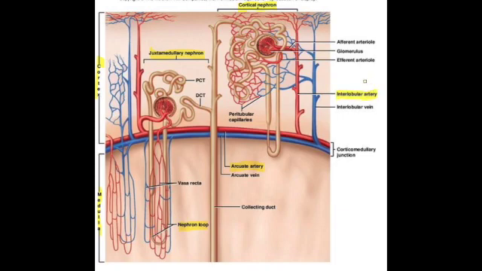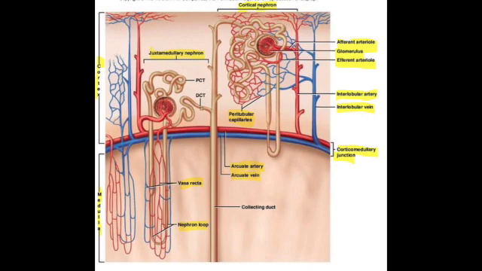Now, as we discussed about the blood vessels of the kidney, it starts with the arcuate artery, then splits to the interlobar artery, afferent arteriole, glomerulus, efferent arteriole, and peritubular capillaries or vasa recta, then goes to the interlobar vein, arcuate vein, and then out. Where the arcuate artery and the arcuate vein reside is called the corticomedullary junction.